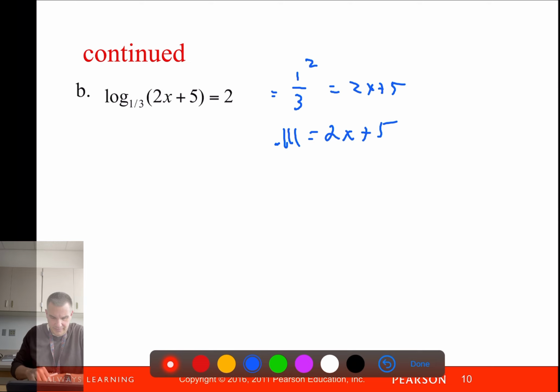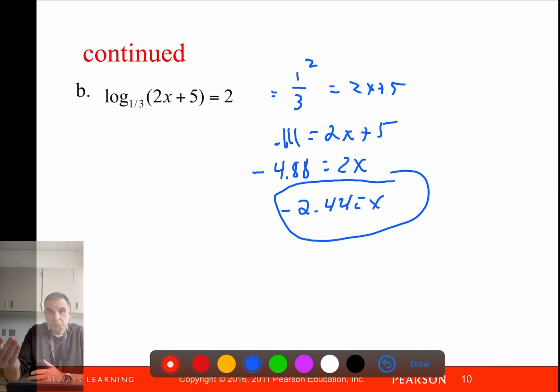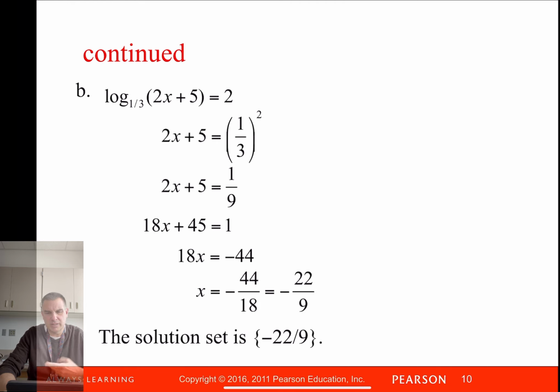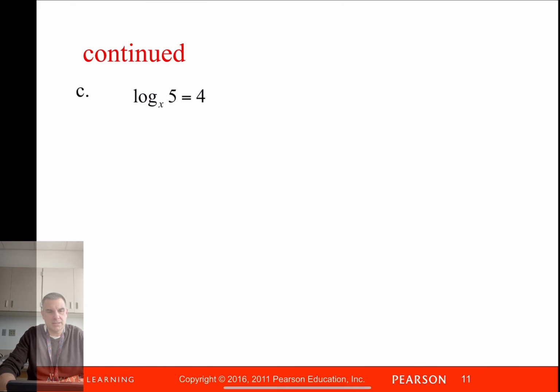So subtract 5. That gives -4.88. Again, I'm not going to clear my calculator. That equals 2x, so divide by 2. So you get -2.44 is equal to your x value. If it's in logarithmic form, put it in exponential form, and you're done. See what they did. They left it as fractions. Same answers as we get. Nothing wrong with that. Next one.